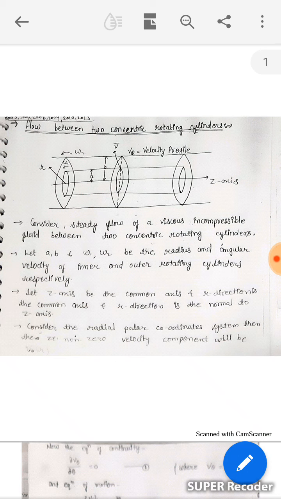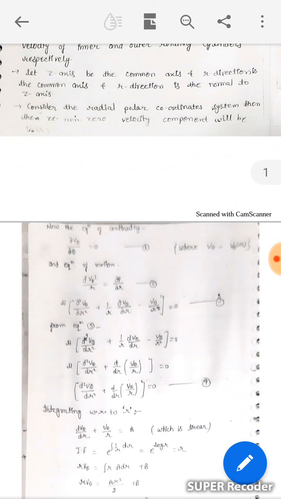Consider the cylindrical polar coordinate system. Then the non-zero component of velocity is v theta, which is a function of r. So the equation of continuity is partial v theta upon partial theta equals 0, where v theta is a function of r. This is our equation number 1. And the equation of motion is rho v theta square by r equals partial p upon partial r. This is equation number 2.